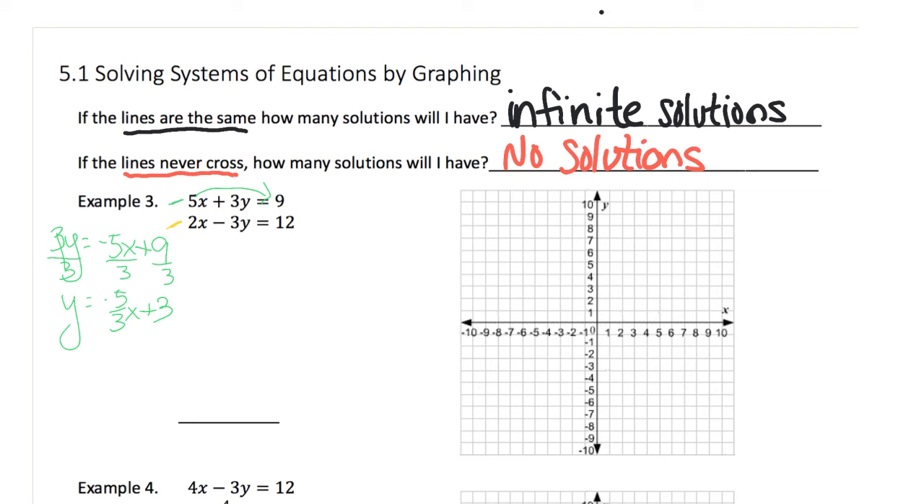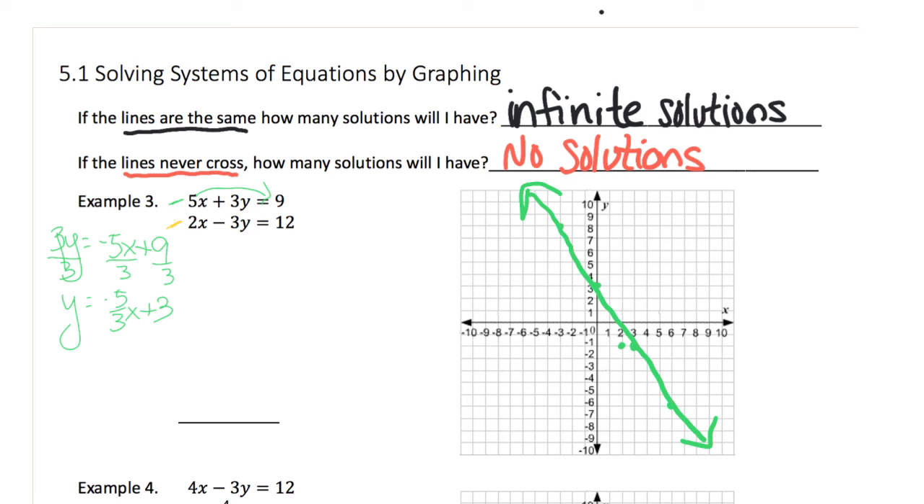So let's graph him. So I go up 3, then negative 5/3: down 5, over 3, down 5, over 3. So just be really careful that you're going over the right distances. It's really easy to get that mixed up, and then your lines won't really cross. So you just have to be really, really careful about that.